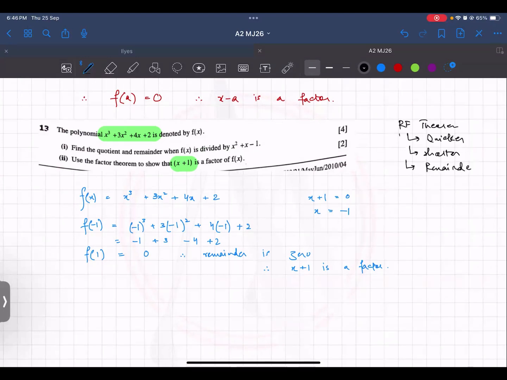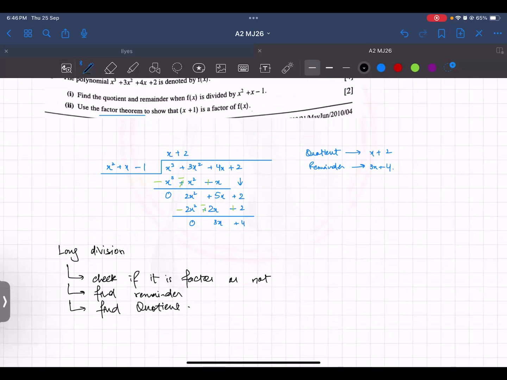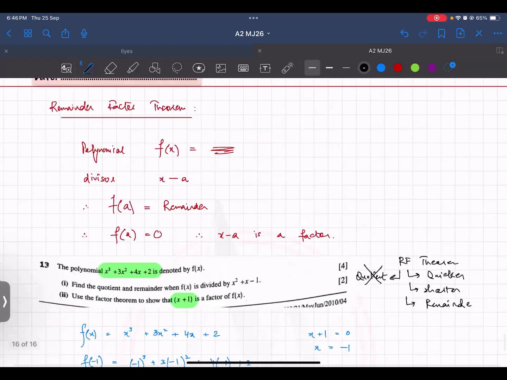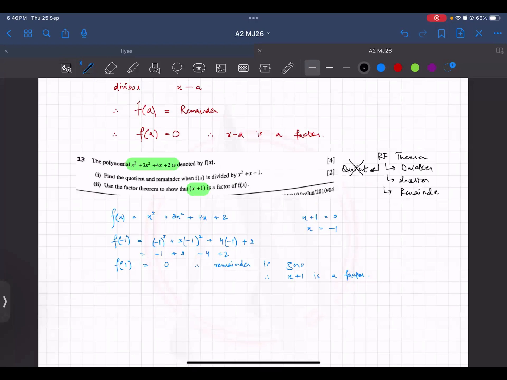But the problem is, it will not get you the quotient. After dividing something, if you need the quotient, you will have to do the long division, because this part is the quotient. The remainder factor theorem can only help you work with the remainder part. If the remainder is 0, then it is a factor. If it is not 0, then it is not a factor. But this is quicker, with shorter working, less working. So it depends on the question.